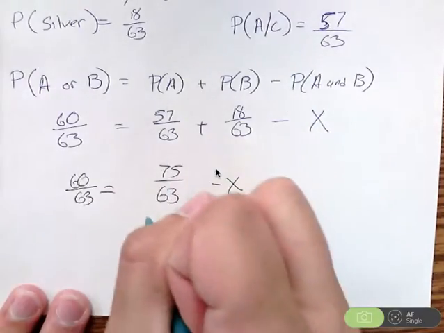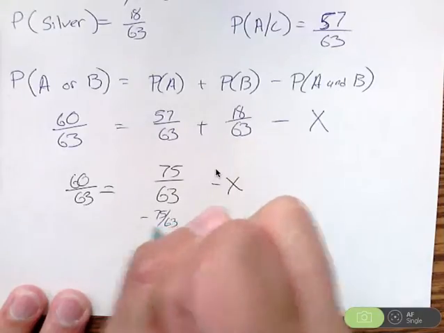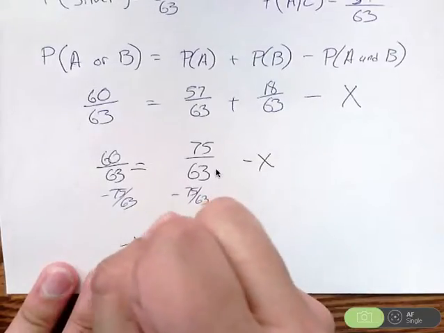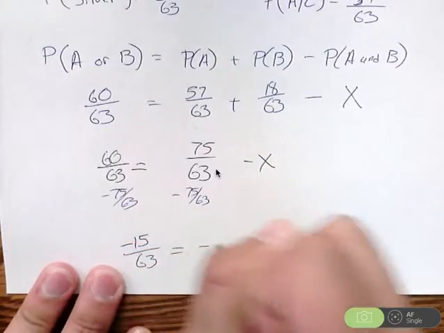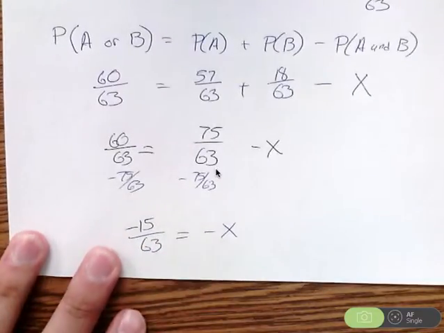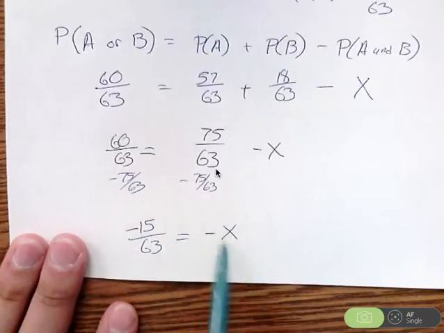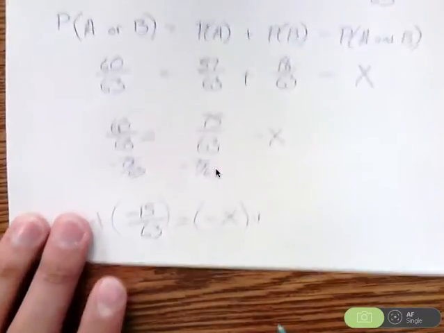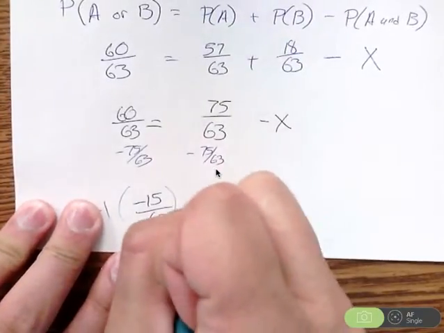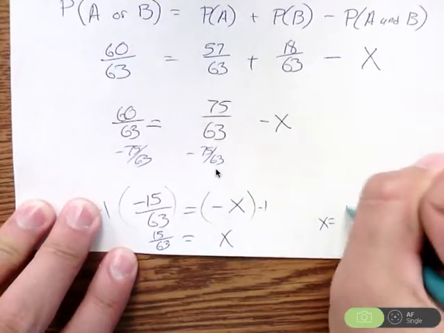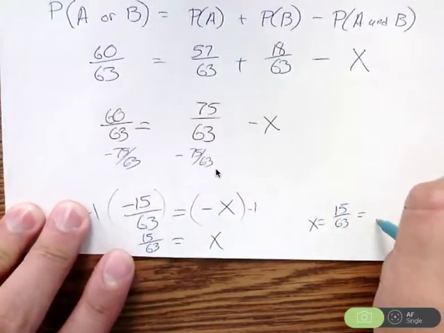So if I want to get this X by itself, I need to subtract off 75 over 63. That's going to leave you with negative 15 over 63 equals negative X. X is almost by itself. I've got this negative here, so you multiply this by negative 1, multiply that by negative 1, and this becomes X equals 15 over 63. Well, what is 15 over 63? That's our answer. In decimal form, that is 0.238.